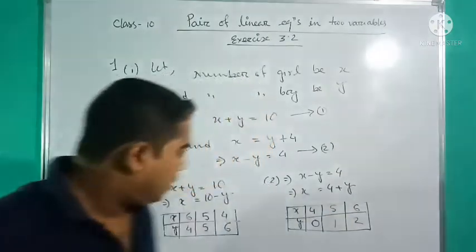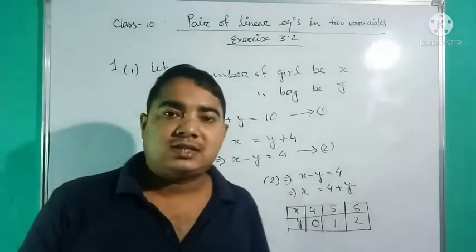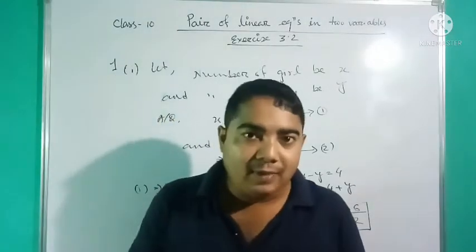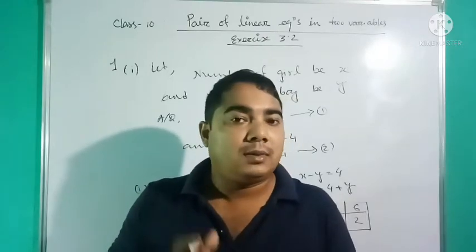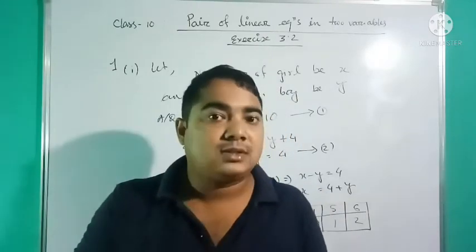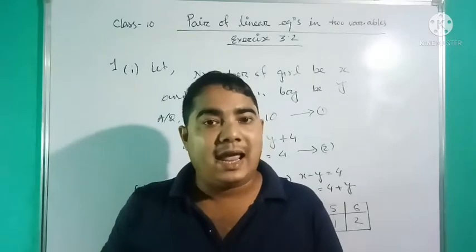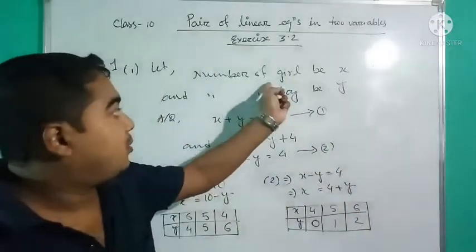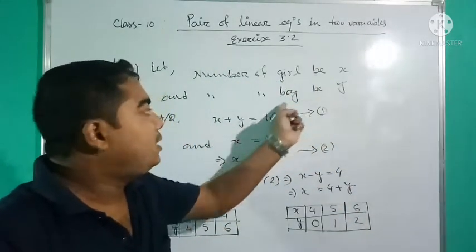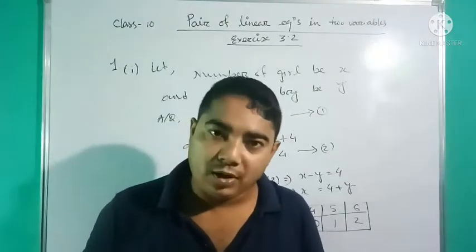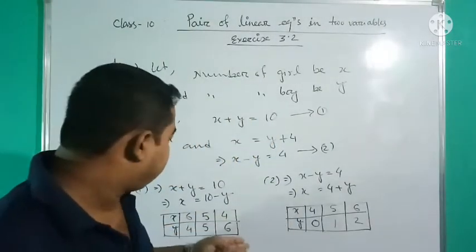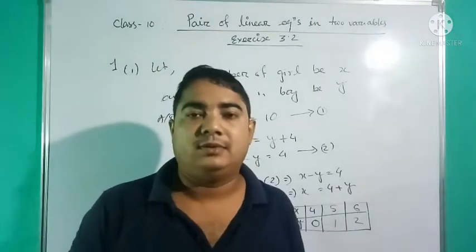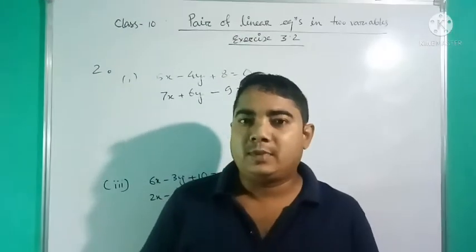Now plot all the coordinates on the same graph paper and the lines will intersect at a point. Find that intersecting point's coordinates. The x value will be the number of girls and the y value will be the number of boys. Clear? Okay, I will enclose this question's graph in this video. Now proceed to question number 2.